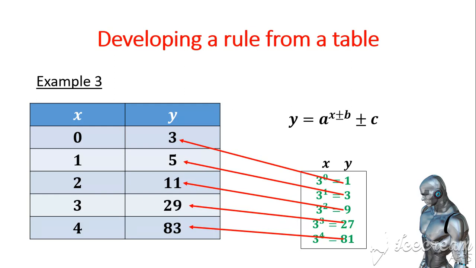But hang on a second, 81 plus 2 more makes 83. 27 plus 2 more makes 29. 1 plus 2 more makes 3. So it looks like my y values are the same y values with 2 more. Everything's got 2 more added. So here's my rule. Y is equal to 3 to the power of x. It's still 3, but I'm going to plus 2. That's my value of c, because I'm going to plus 2 to my final answer to increase everything by 2.